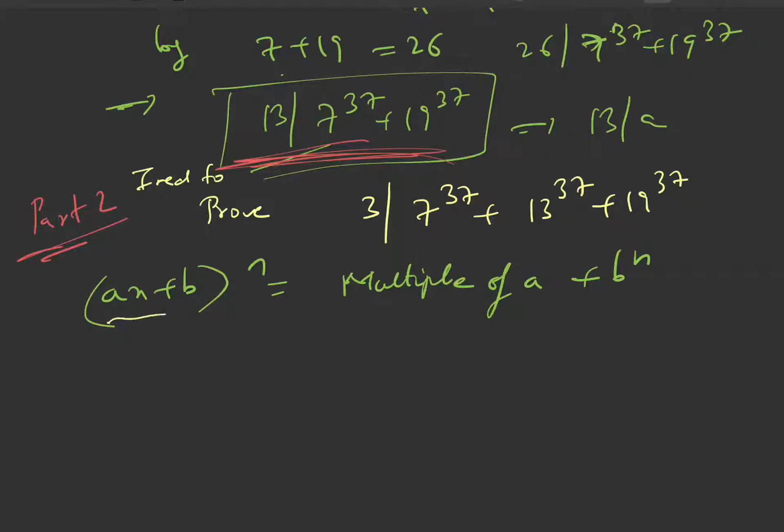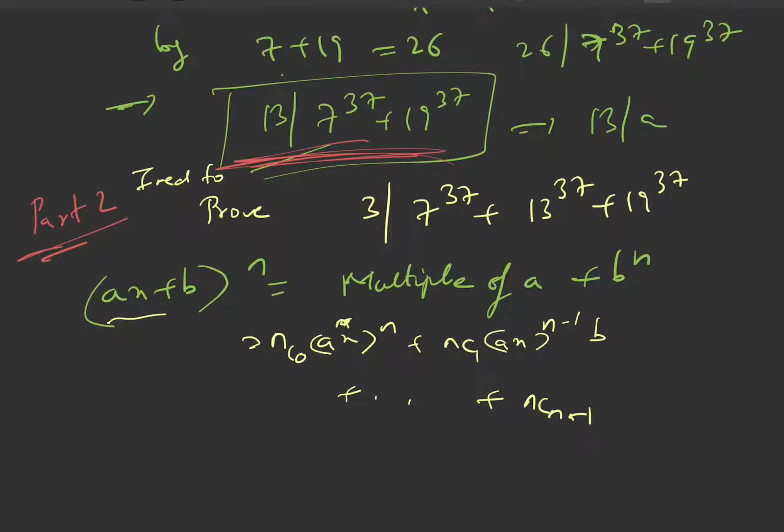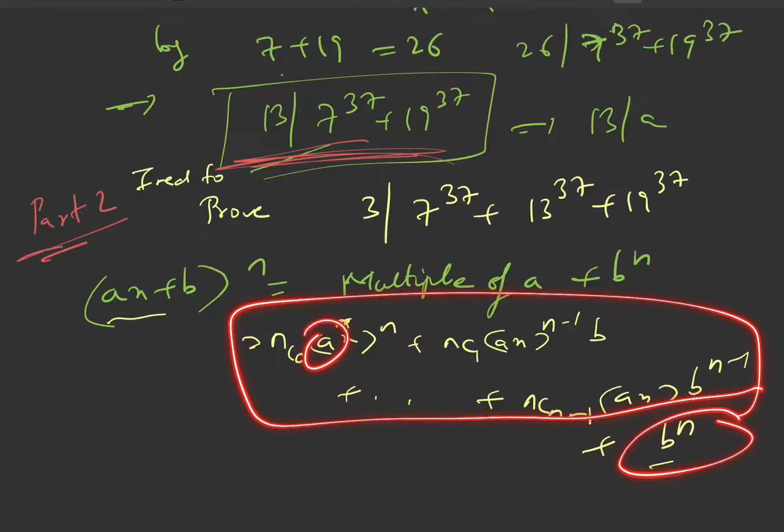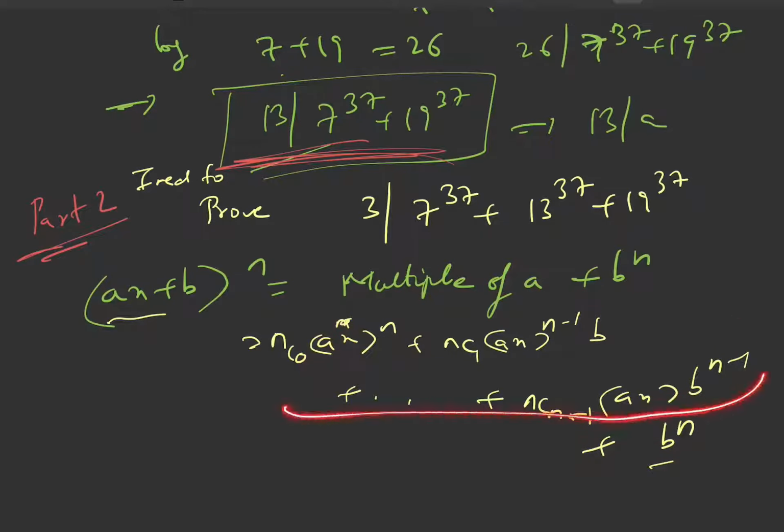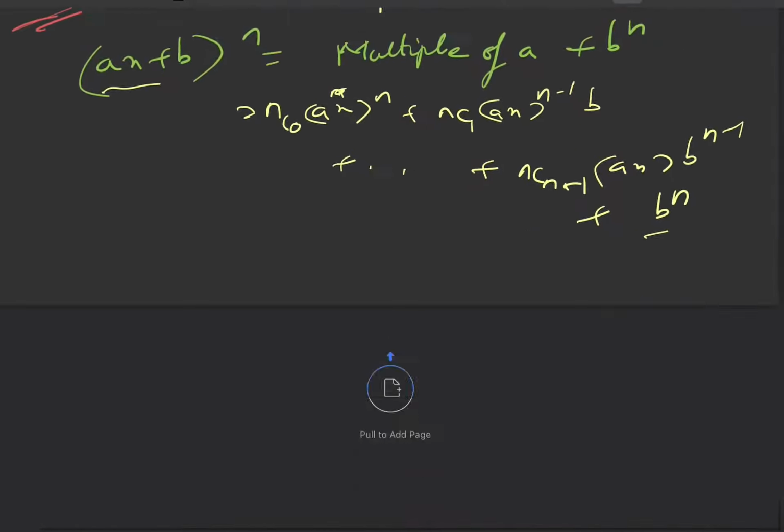If you use the binomial theorem and expand, you'll get nC0 (ax) whole power n plus nC1 (ax) whole power n minus 1 into b, plus so on, and nC(n minus 1) (ax) into b power n minus 1, plus b power n. So you can see that each and every term before the last, b power n, is a multiple of a. Everywhere you have a. So this is nothing but a multiple of a plus b power n. This property I am using.